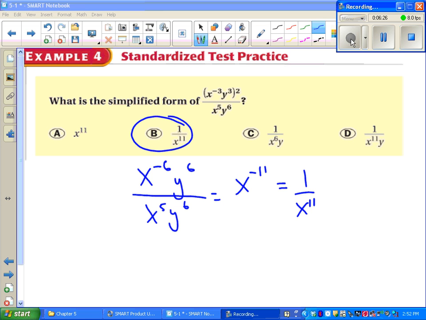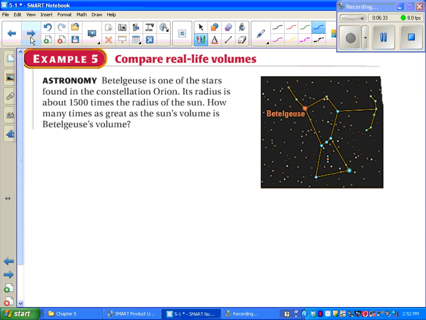Last example. Go ahead and pause the video. Read this and make sure you understand what's going on. Maybe try it on your own. There's a couple of assumptions being made here that might not be safe assumptions. One is that you know that a star is shaped like a sphere. If you didn't know that, you'd be totally stuck. Also, we need the formula for volume of a sphere. If you don't remember that, it's okay. I don't expect you to know it. But it turns out to be 4/3 pi r cubed.